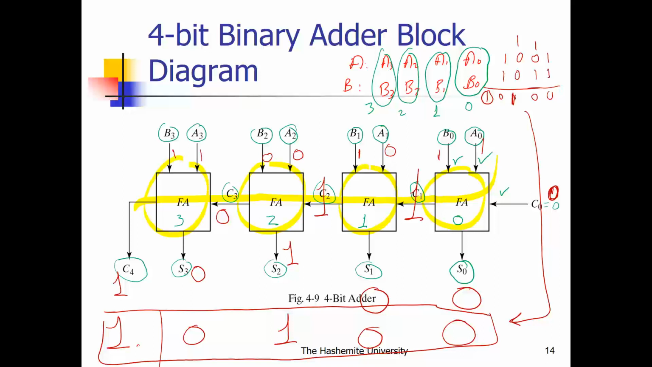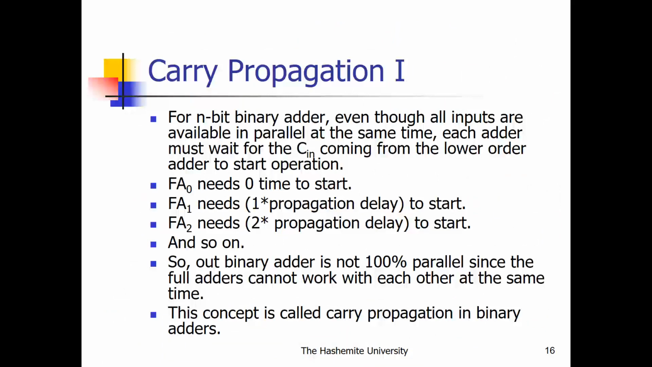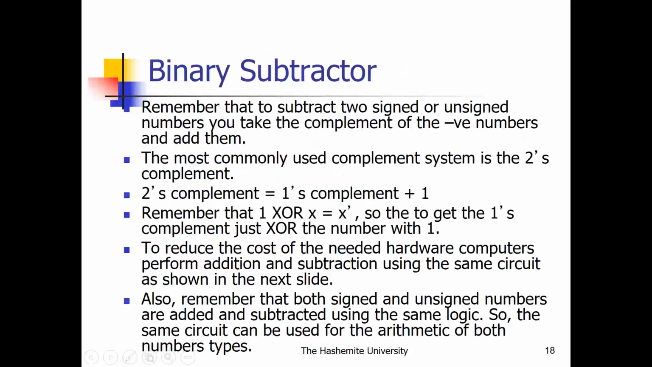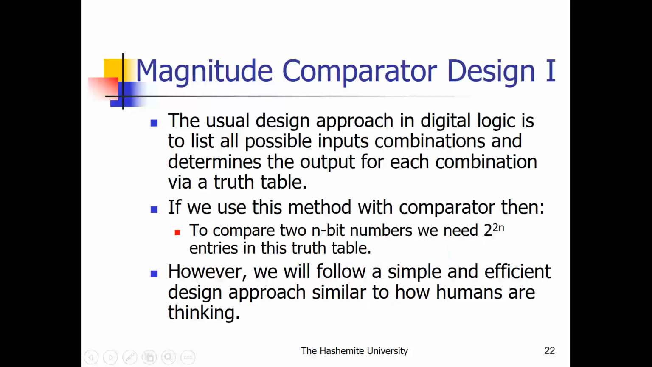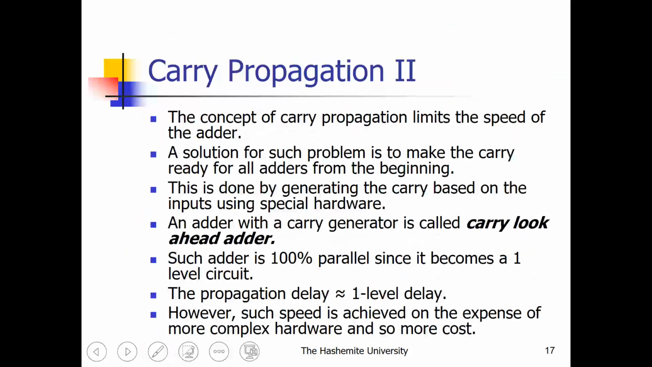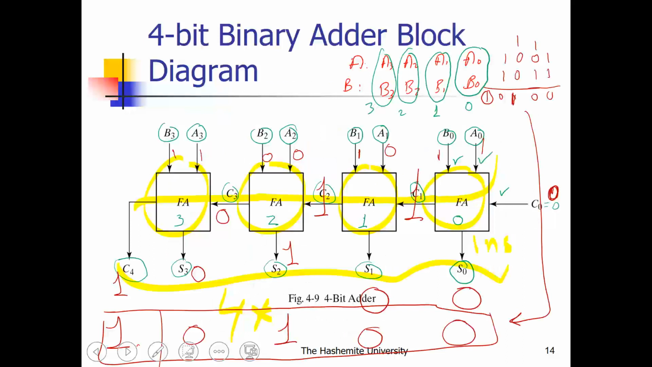So for example, let's just say every full adder takes 1 nanosecond. So the delay for this 4-bit adder will be 4 times 1 nanosecond, because every stage will take 1 nanosecond.